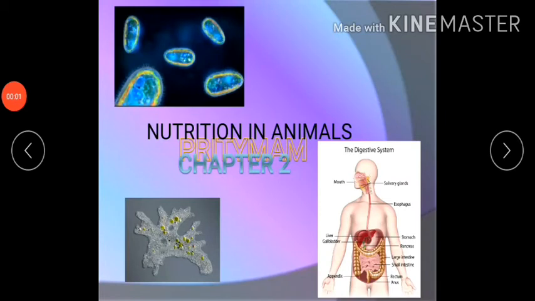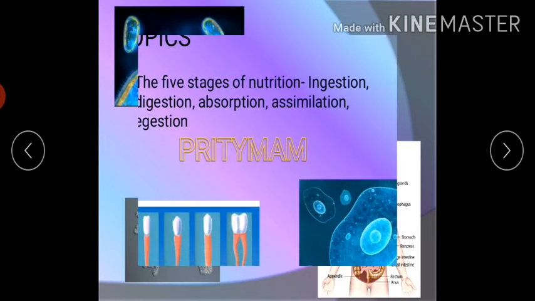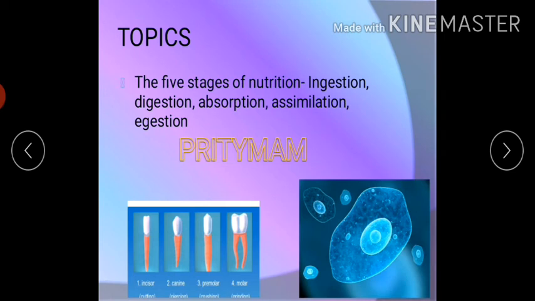Hello students, I am your science expert Preeti ma'am and I am going to teach you chapter number 2 of science, nutrition in animals. The topics that I am going to cover are the 5 stages of nutrition: ingestion, digestion, absorption, assimilation and egestion.